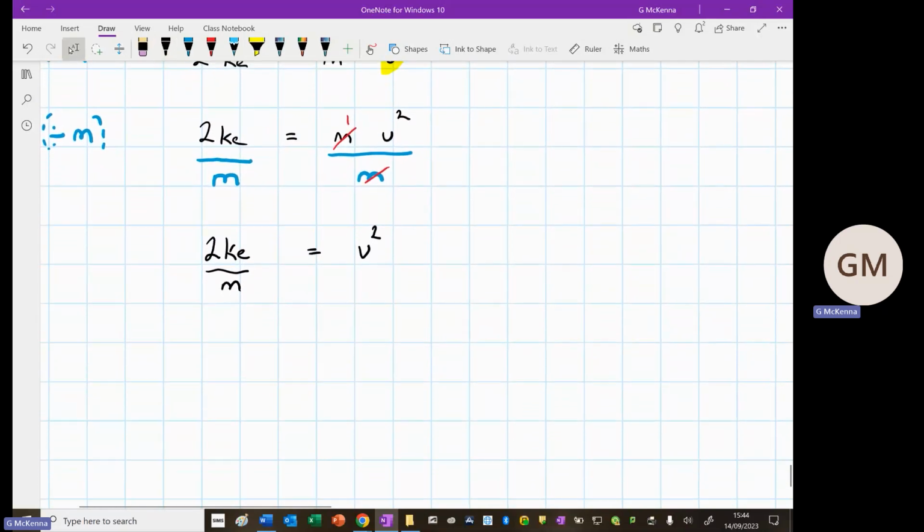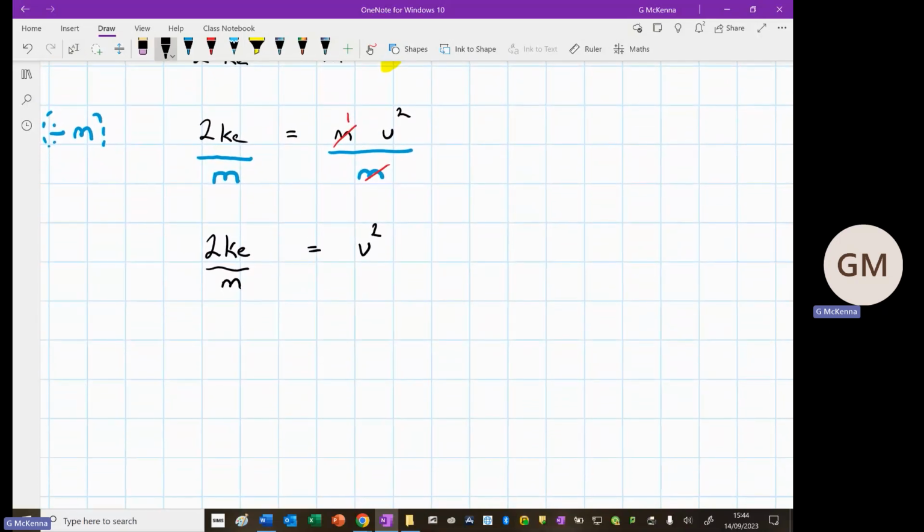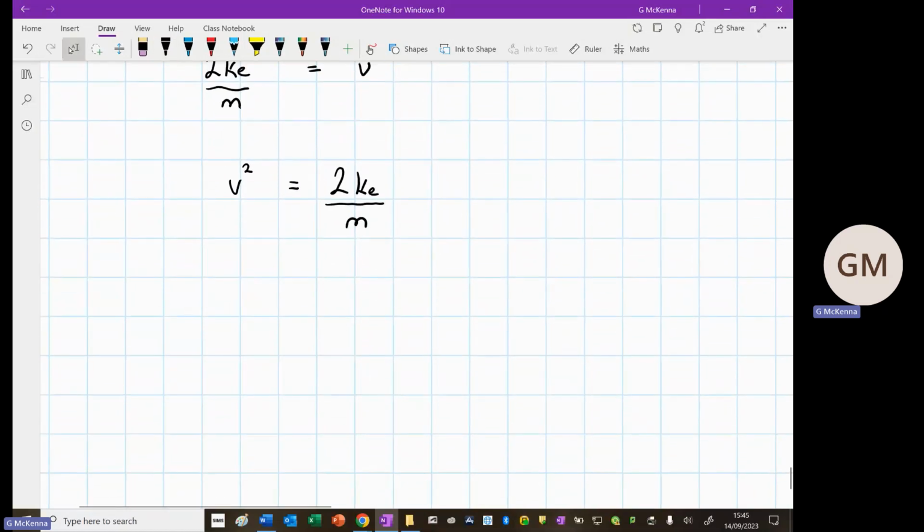Forget about the v squared just for a second. I want to just flick this round. We're going to put the v squared on the left hand side, equal to 2 times your kinetic energy divided by mass. Now, it might look quite challenging here, but to get rid of the squared on the left hand side, the mathematical operation we need to do is just taking the square root. It's really as simple as that.